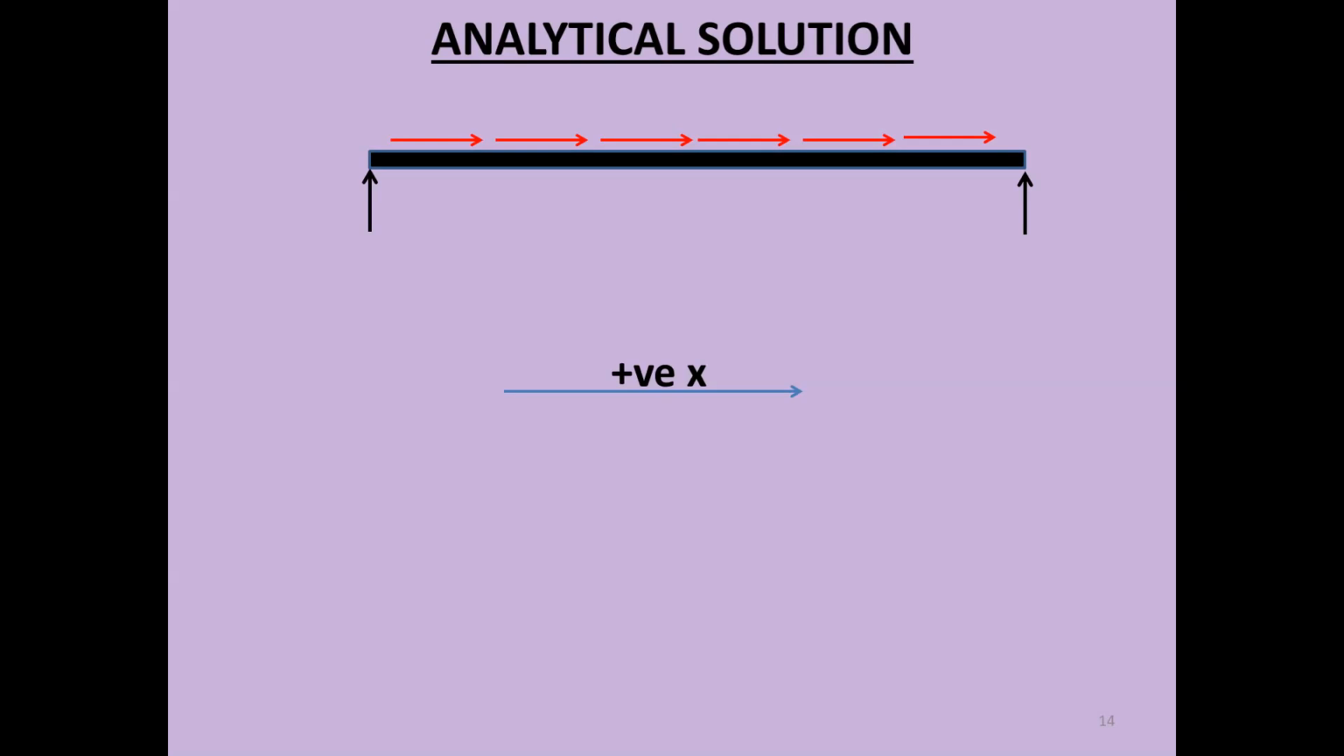Other thing is that the bar is simply supported at the two ends. We have a positive x direction from the left to the right, and if the length of the bar is represented by capital L, the left end is going to be at x is equal to 0, and the right end is going to be at x is equal to L.